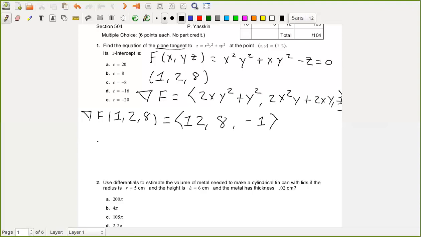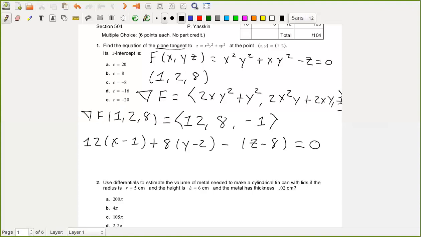Okay, so for the equation of the plane, this is the normal vector, and this is the point on the plane. Remember, we did this in the beginning of class. The normal equation for the plane is going to be 12 times (x minus 1) plus 8 times (y minus 2) minus (z minus 8), and we set this equal to 0. This is the equation for the plane, but we are being asked for the z-intercept.